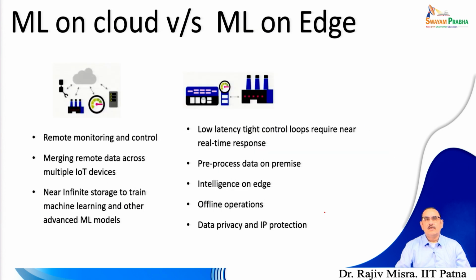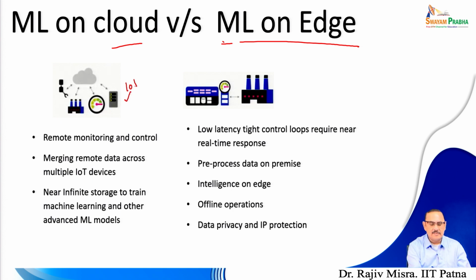So, let us see machine learning on the cloud versus machine learning on the edge. The traditional drawback is that the machine learning was happening in the cloud, and because of that the IoT devices are communicating their data directly to the cloud. So, it was an IoT cloud platform which was working, that is called the traditional IoT system, and it had the drawbacks which we have stated in the previous slides.